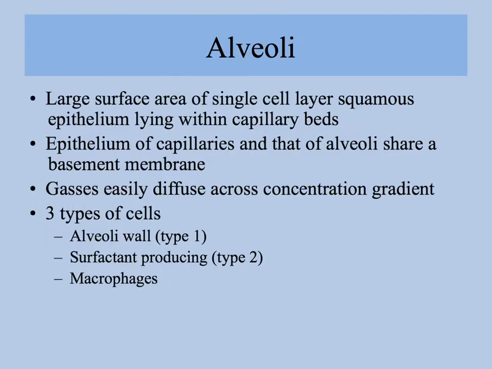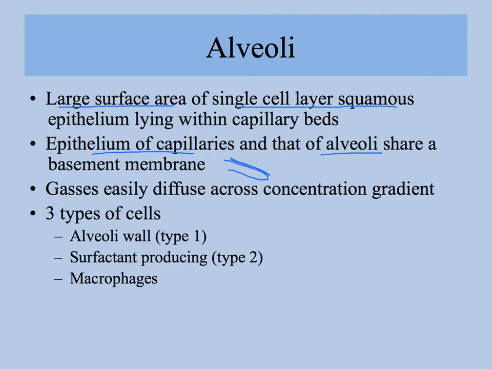So now we're down to the alveoli, the very end of your air tube. There's a large surface area in your alveoli because you have a single layer of squamous epithelial cells laying within little tiny balls that are laying within capillary beds. Everything is so tiny by that point that the epithelium of the capillaries and the epithelium of the alveoli share one basement membrane. You've got a cell layer that's your alveoli, and then the basement membrane, because all epithelial cells have a basement membrane. It's one of the definitions.